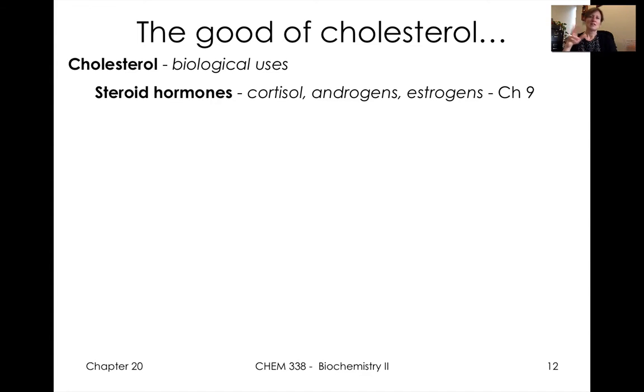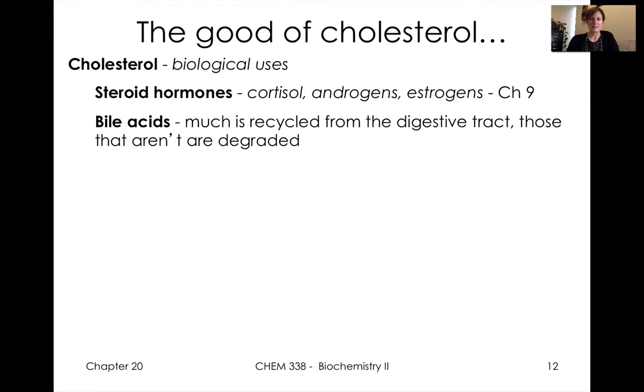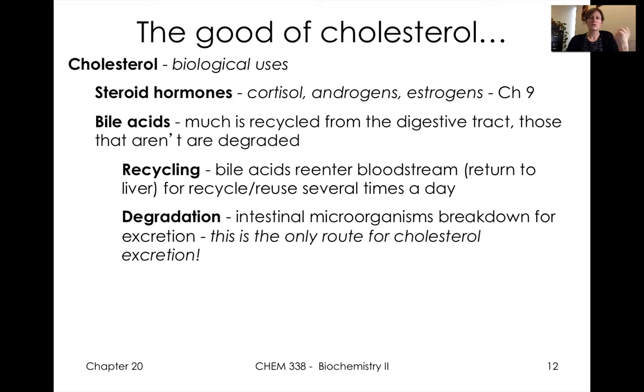So again, cholesterol gets a bad rap. People talk about good cholesterol, bad cholesterol, and remember, cholesterol is that 30-carbon molecule that we just showed you, or derived from that 30-carbon lanosterol precursor. So cholesterol has good and bad uses. It has good and bad transporters. So cholesterol is what it is. And again, there's lots of good uses for cholesterol.